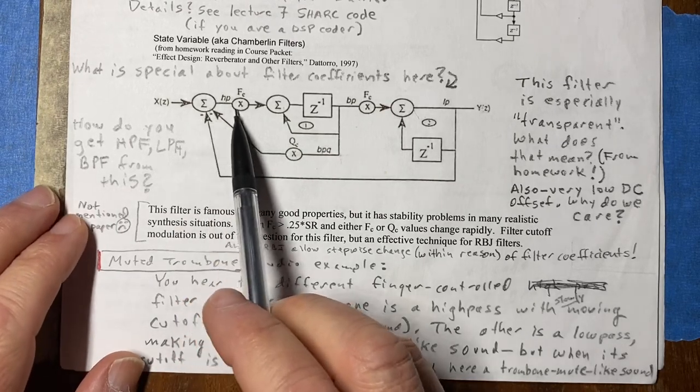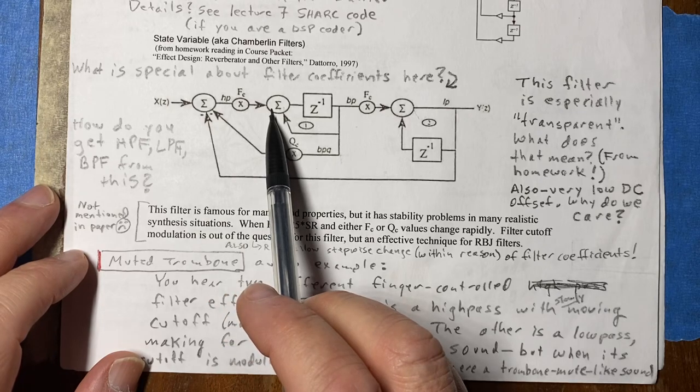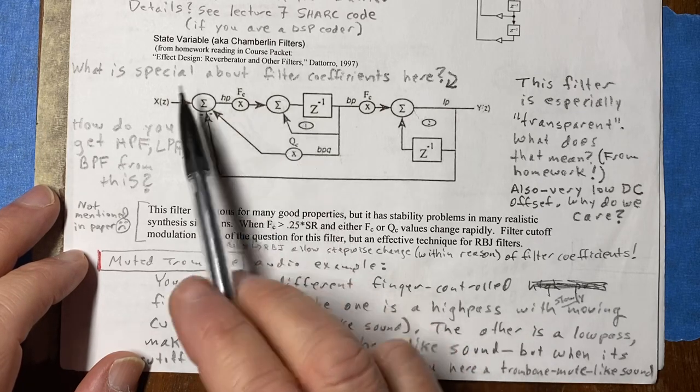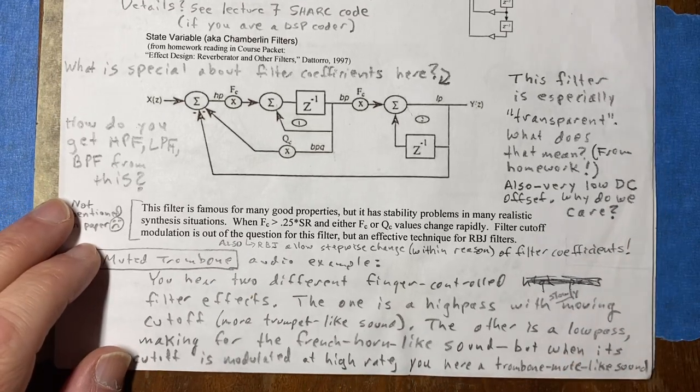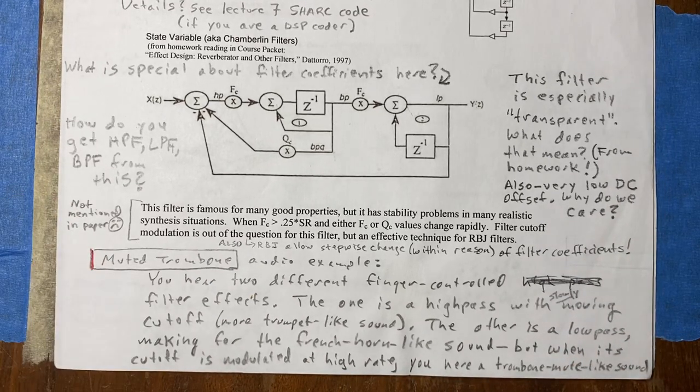Look, here's a sum, and here's a multiply, and here's another sum. Then there's a delay. But in this kind of setup, you're not minimizing the number of multiplies. You're not minimizing the number of sums. What are you doing here?